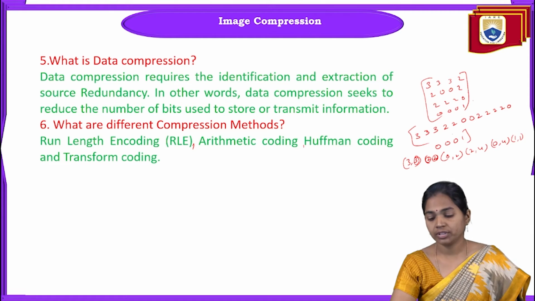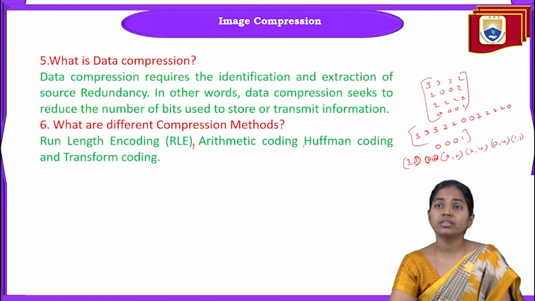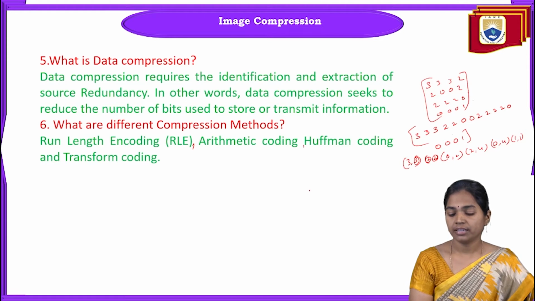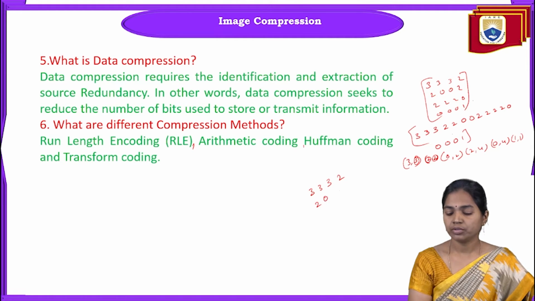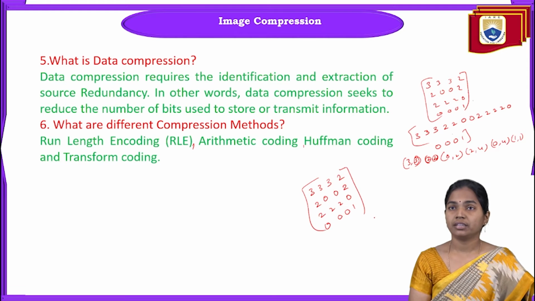How do we decode it? After encoding, we transmit the data to the receiver: 3 comma 3, where 3 is the pixel value and the number of occurrences is 3. Then 3 comma 3 gives 3 3 3, 2 comma 2 means 2 2, 0 comma 2 means 0 two times, 2 comma 4 means 2 four times, 0 comma 4 means 0 0 0 0, and 1 comma 1 means 1 once. Like this we can decode the data.